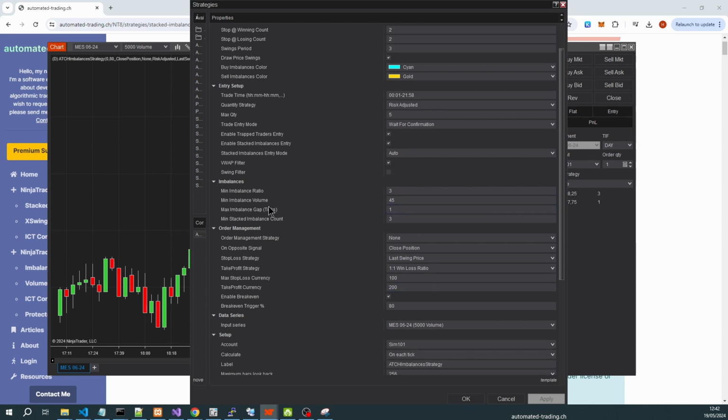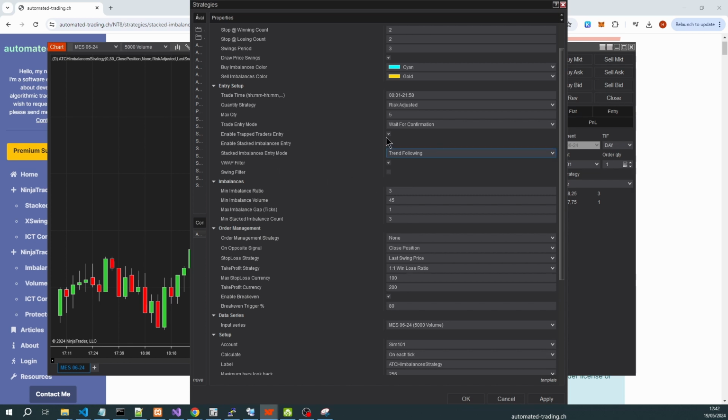Now this difference between trend and reversal can also be specified in another parameter, which is going to be applied only on the stacked imbalance entry here. So if you take this parameter, the stacked imbalance entry mode, this parameter only concerns the other parameter which is above it. So this entry mode will affect the above parameter. This entry mode has three options: trend following, reversal, or auto.